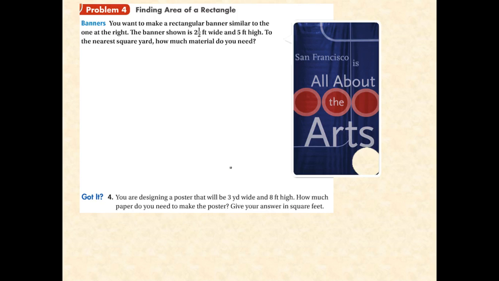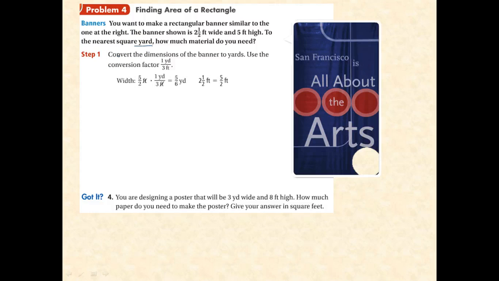Alright, you want to make a rectangular banner similar to this awesome banner. The banner shown here is 2.5 feet wide and 5 feet high. To the nearest square yard, how much material do you need? So, we need to convert our dimensions to yards because we want to know square yards, because square yards is what they sell fabric in. So we know that 1 yard is 3 feet. So that's our conversion factor.